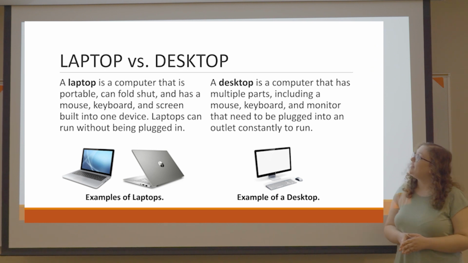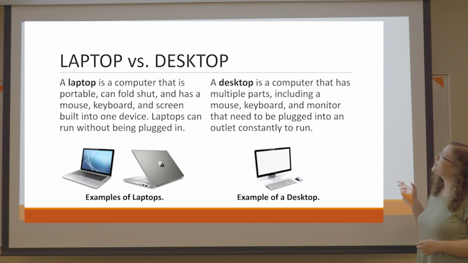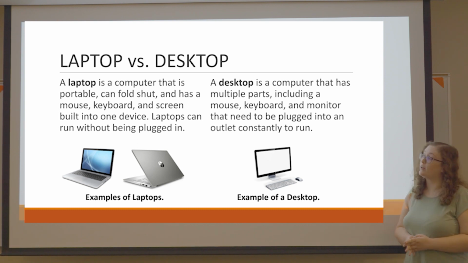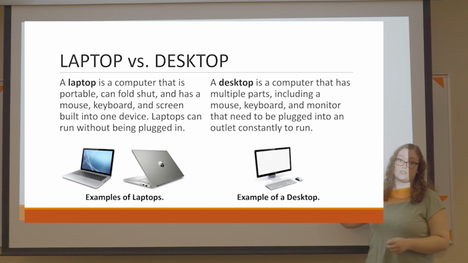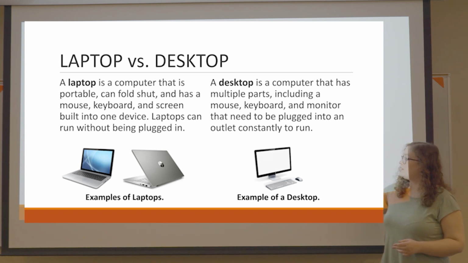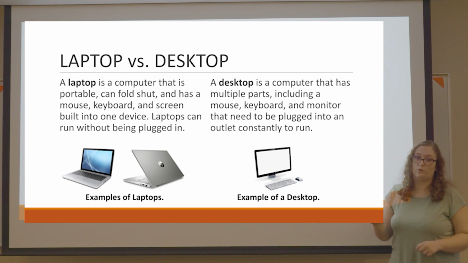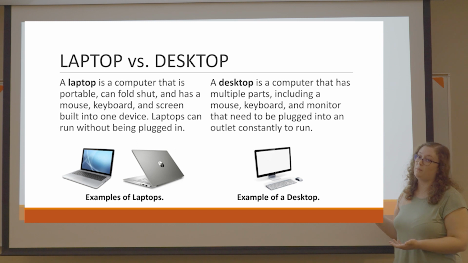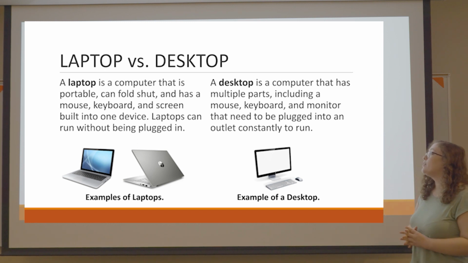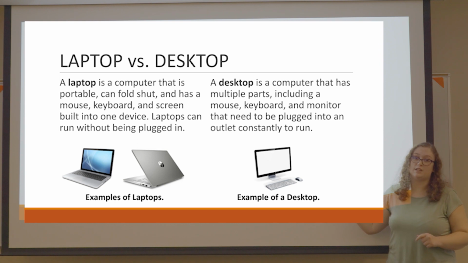And next we have a desktop, which is a computer that has multiple parts, including a keyboard, a mouse, and a monitor. And all of these need to be plugged into an outlet constantly to run. So for example, if I purchase a desktop, I would receive this screen, which is called a monitor. I would also receive this keyboard, which is something I can use to type, and I would receive a mouse, which is something I can move on a surface and click, and we'll explain what a mouse is later on. But for this specific computer, you would have to keep it plugged in constantly to run. It can't be taken elsewhere like a laptop can.